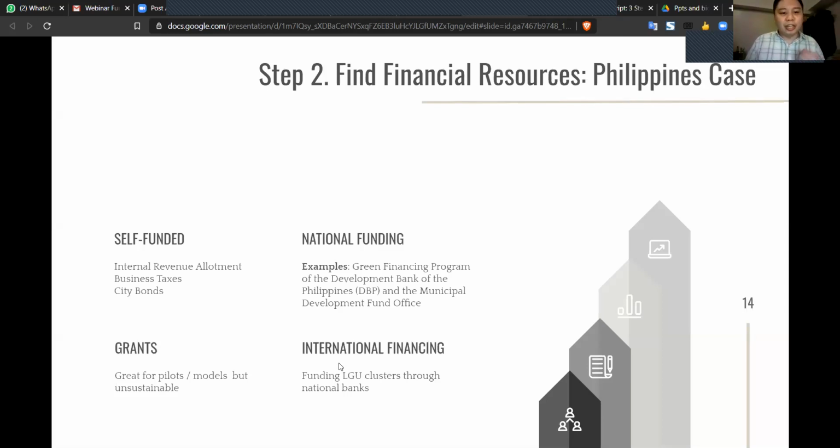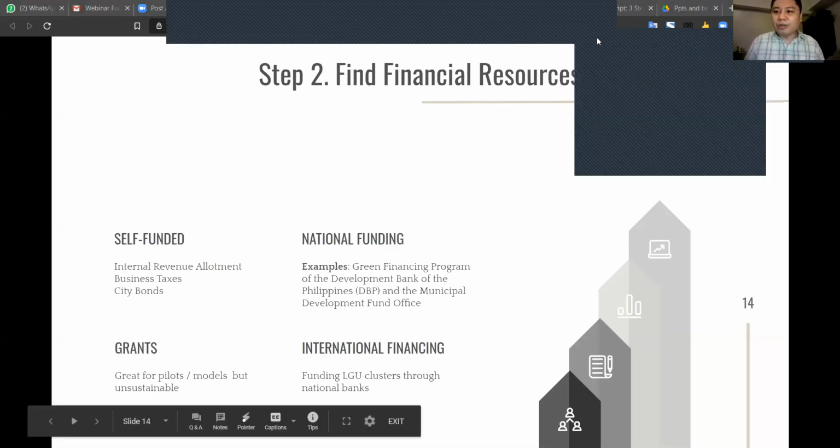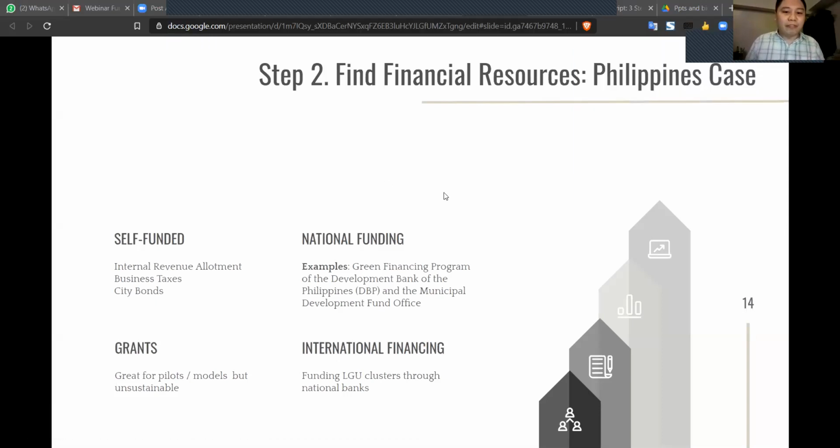As I mentioned earlier, bonds will be in a way beneficial if the city has enough resources to repay this type of funding. There are also grants available for doing pilot models, but as I mentioned earlier, this is good if you're planning to start off with a project.